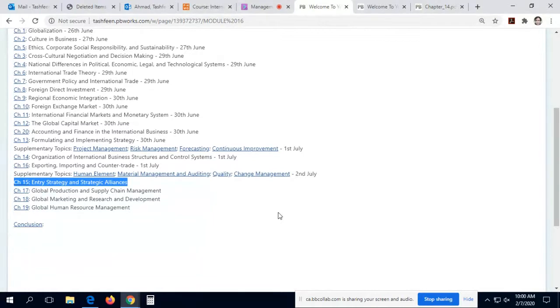Today, let's start with another exciting area under international trade, which is entry strategy and strategic alliances. We were speaking about strategy a little bit, now let's talk briefly about entry strategy.